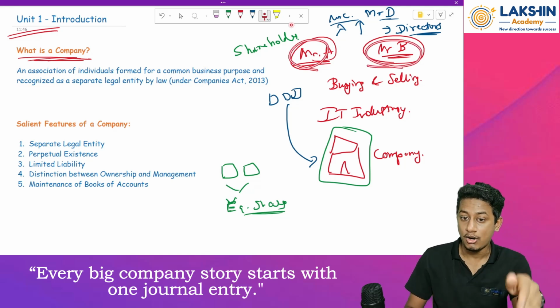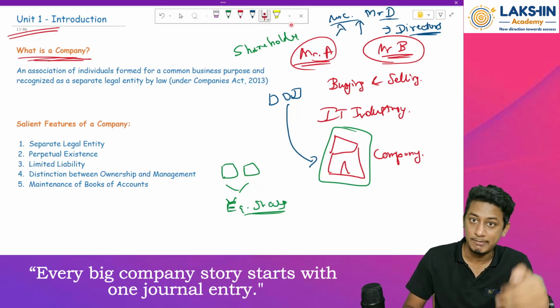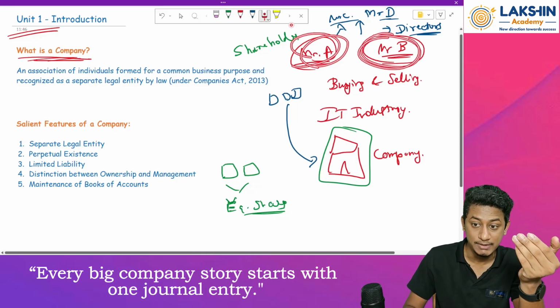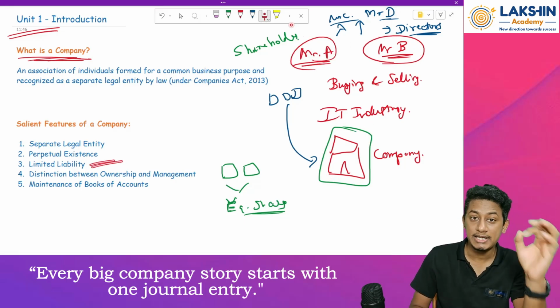That doesn't matter. All the shares that Mr. A and B have can be transferred to some other people, maybe to their children, maybe to their relatives, whoever it can be. So these shares will just be transferred. If Mr. A and Mr. B die, that doesn't matter, but the company goes on and on. Clear? Then the company has limited liability.